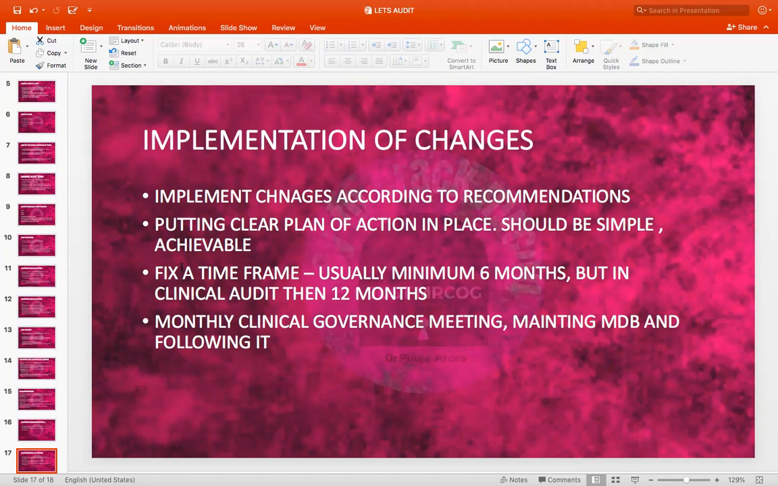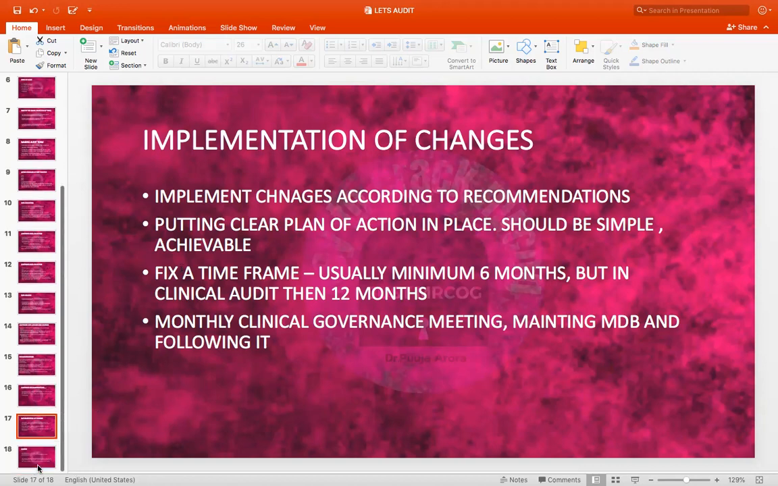Implement changes according to recommendation. Putting a clear plan of action in place should be simple, achievable. Fix a time frame, a buzzword. Putting a clear plan of action is a buzzword. Implement change according to recommendation is a buzz line. Monthly clinical governance meeting, maintaining the maternity dashboard, and following it.